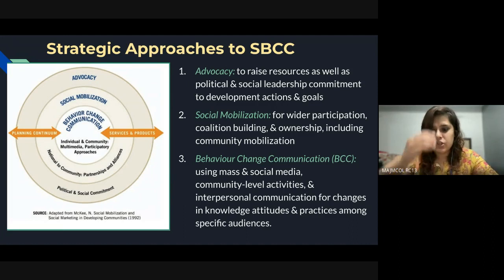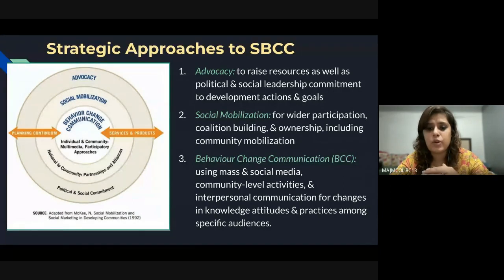Now, behavioral change communication can only be done at the individual and community level. Why? Because unless we bring about a change in our own self and in our immediate community, we would not be able to bring about a change in the environment and in the social part of it, the society. So we use certain tools such as mass media and social media, as well as community level activities and interpersonal communication, that is face to face communication, for bringing about changes in knowledge, attitudes, and practices amongst our audiences.